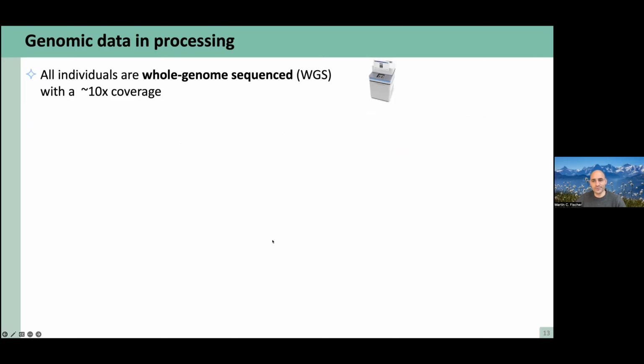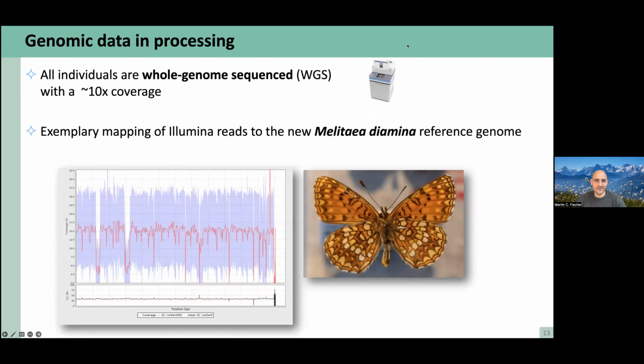Then as a next step, we sequenced all these individuals using whole genome resequencing on an Illumina machine, and the aim was reaching up to about 10x coverage. And this is just showing you how this would look. This is the example of Melitaea diamina when we map one individual back to our reference genome. So you can see that this is the entire genome, all the different chromosomes.